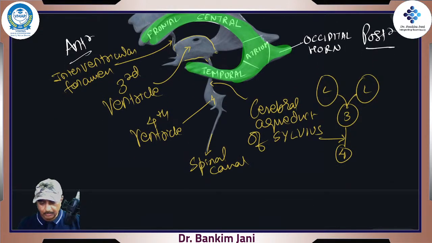Now, about this, there are some projections. These are like lateral recesses. These are the lateral projections of the fourth ventricle, because that's where the foramen of Luschka is, from where they will be opening into the subarachnoid space. So we'll have a look at that from another perspective.